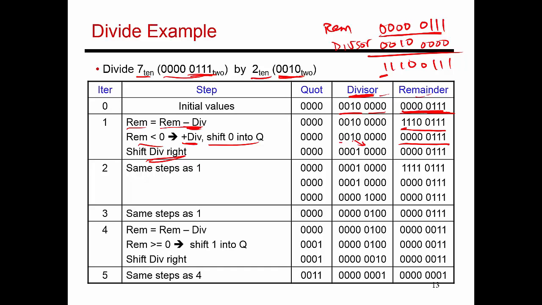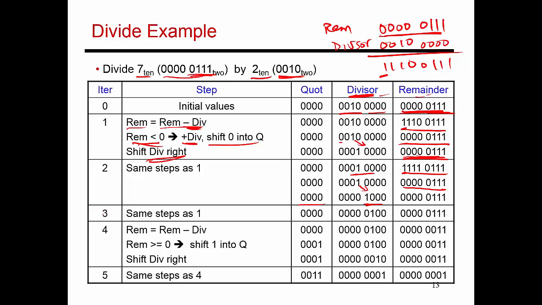All right, now let's repeat the same process. It's the same steps as before. I take this value and subtract it from the remainder register. The result gives me this value here. The most significant bit is the 1. That means the remainder is less than 0, so just add the divisor back. The remainder register goes back to its original state, which is shown here. I need to shift a 0 into my quotient, so that remains unchanged. And then the divisor moves one place to the right.